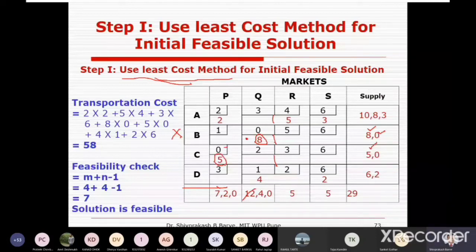Once 5 is allocated for the remaining iteration, you can see that 12 is balanced. Now this 7 is over. So for the next iteration, 2 is remaining instead of 7. And for plant C, the total production capacity is 5 units. All 5 units are allocated here. Don't consider this plant for the next iteration.